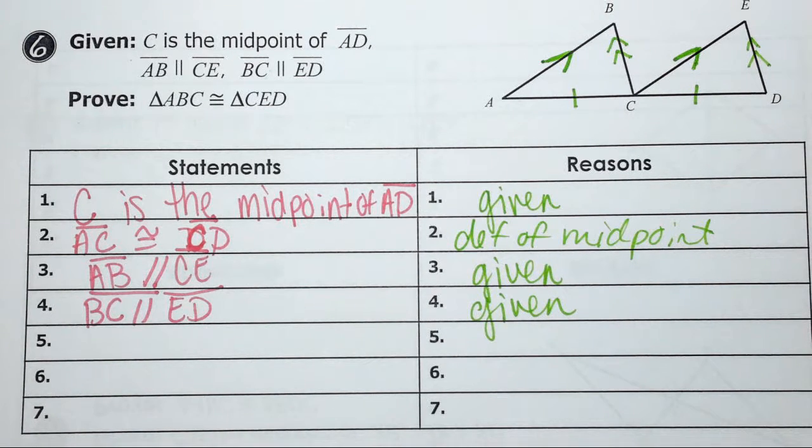Okay. Now, does it tell us anything about the length of AB or the length of CE? Alright, so we're not going to worry about sides other than AC and CD. Does it tell us anything about the length of BC and the length of ED? So we're not going to worry about those sides.